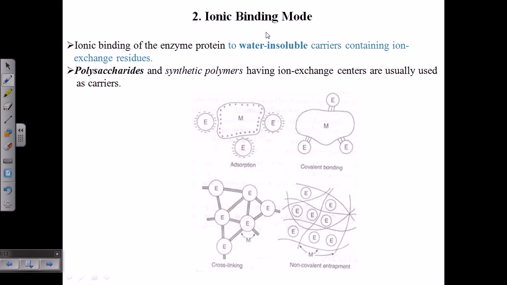Now the second type is the ionic binding mode. In the ionic binding mode, the enzyme protein will attach to a water insoluble carrier. Remember, I have told you that one very important property for the carriers is that they must be water insoluble in most cases. So it should be water insoluble, and it will have a particular charge.